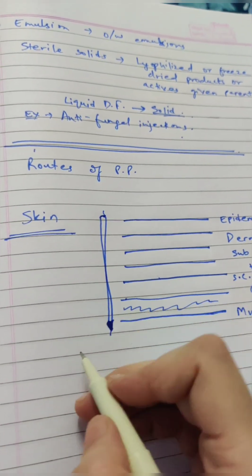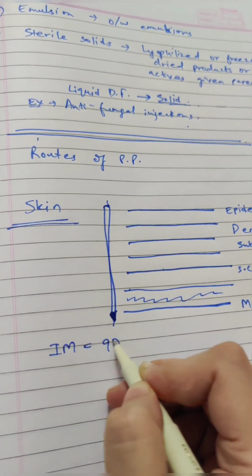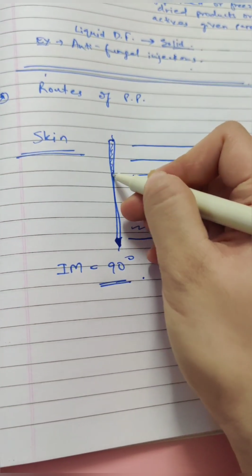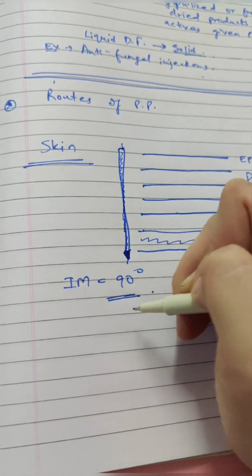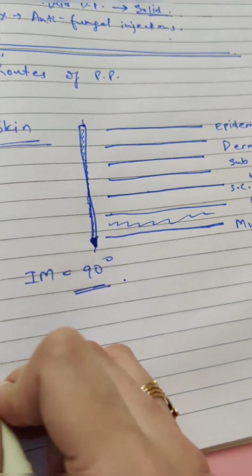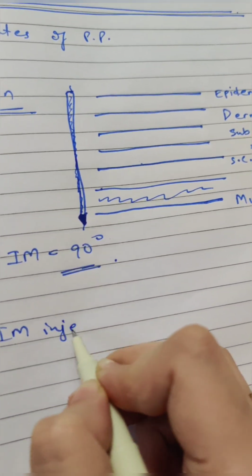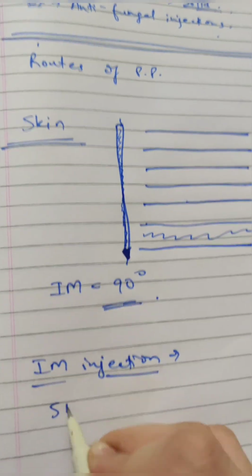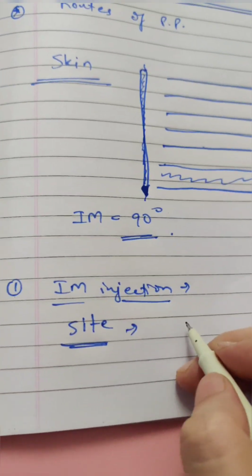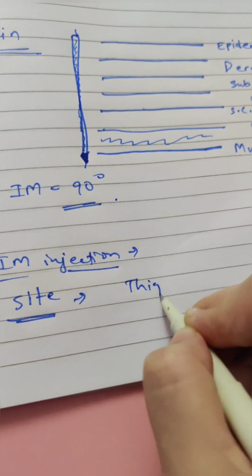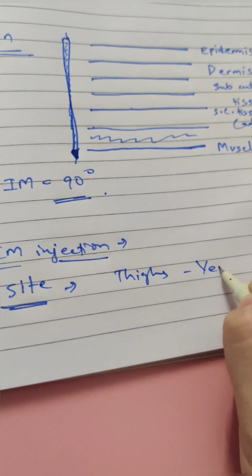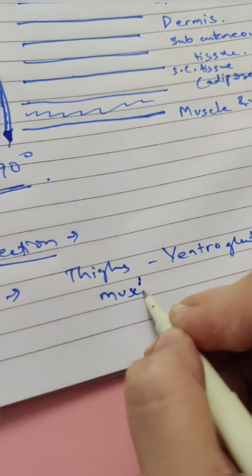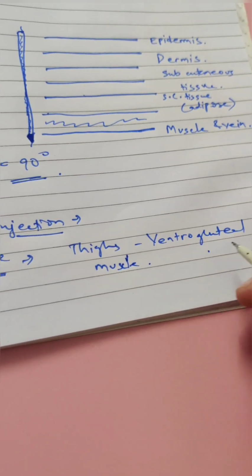मसल में इंजेक्शन जो अब हम देते हैं, it is given at an angle of 90 degree. Firstly, studying the IM injection, intramuscular injection. Now, the site. First, learning about the site of IM injection. It's the thighs. Mainly it's called as ventrogluteal muscle. The site where IM injection is given is the ventrogluteal muscle.